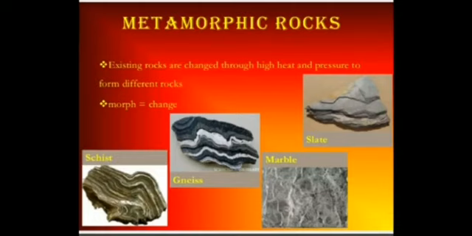Next one, metamorphic rocks, the third type of rocks. Metamorphism means a gradual change in form. Igneous rocks and sedimentary rocks change into metamorphic rocks over time due to high pressure and temperature. The morph means change. You can see there are different types of metamorphic rocks like gneiss, marble, slate, etc. Now we will discuss them one by one.